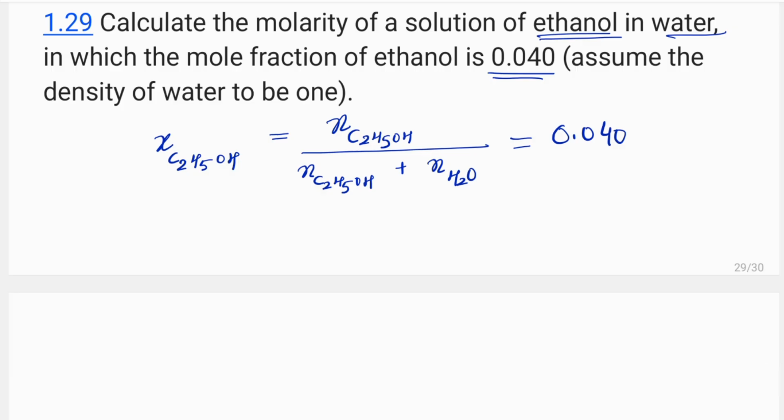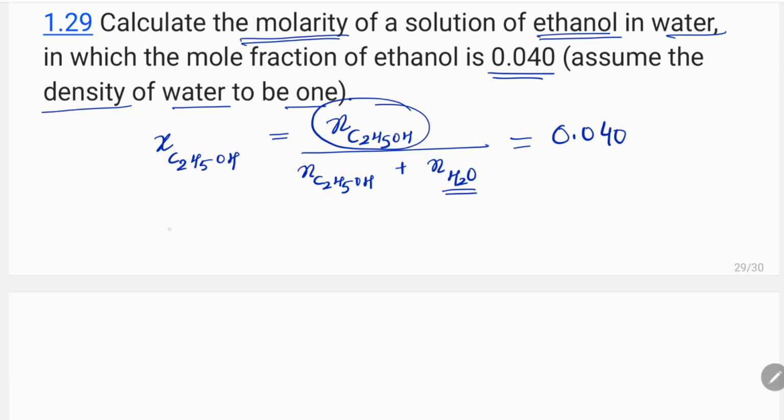What we have to find out? We have to find out the molarity of the solution, right? So we can do one thing. We can calculate the number of moles of ethanol from here, because that is what we need. But for that we should know the number of moles of water. So they have not given anything else, and they are saying the density of water is 1. So if the density of water is 1, then its volume will be equal to the volume of solution.